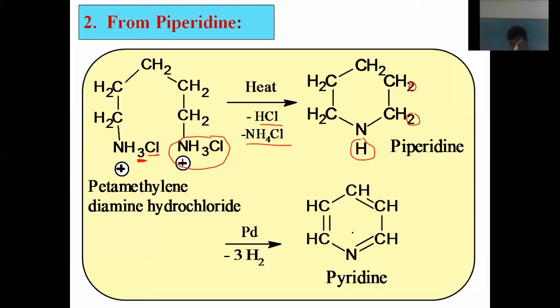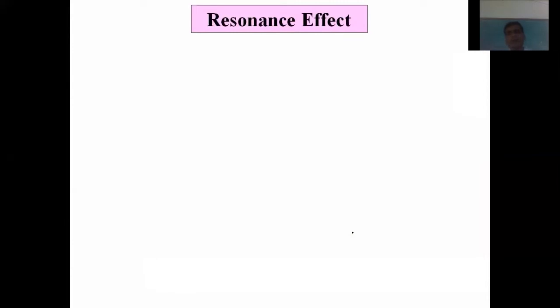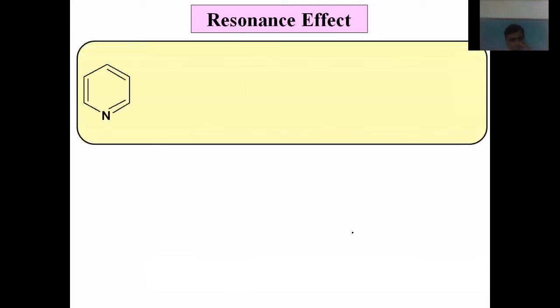Okay, this is just a synthetic method used for the preparation of pyridine. Now let us see the next, very important point: the resonance effect, how pyridine undergoes resonance. What is resonance? Yes, it is a delocalization of pi electrons in a conjugated system. Let us see how pyridine undergoes the resonance effect.